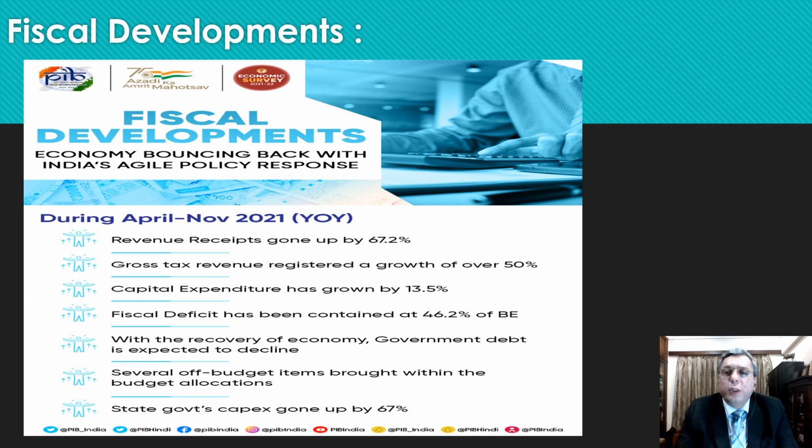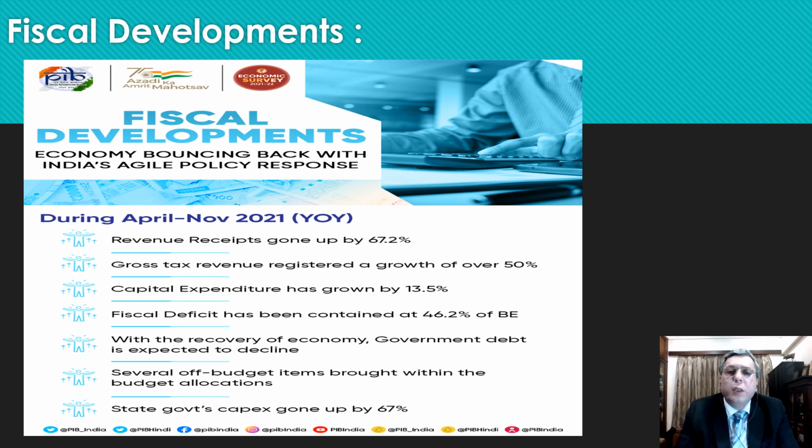Capital expenditure also has grown this year by 13.5%. So that's very good that money is being spent in the right way. Fiscal deficit contained at 46.2% of the budgeted expenditure. This is as of November. With the recovery of the economy, government debt is expected to decline. We are at about 91% as the ratio of government debt to GDP. We are hoping that as the GDP denominator expands, this government debt to GDP ratio will keep coming down in the future years.